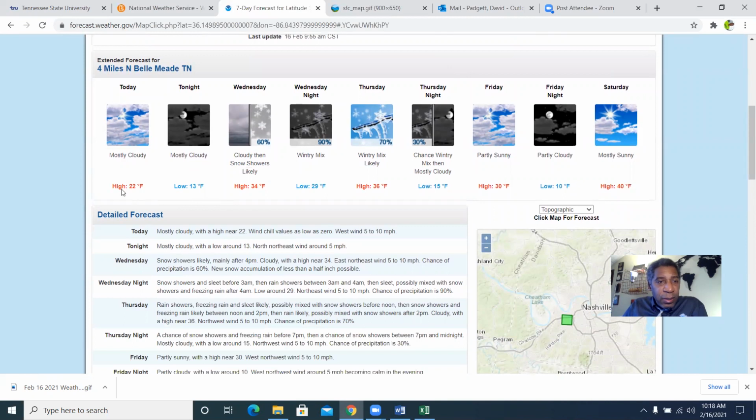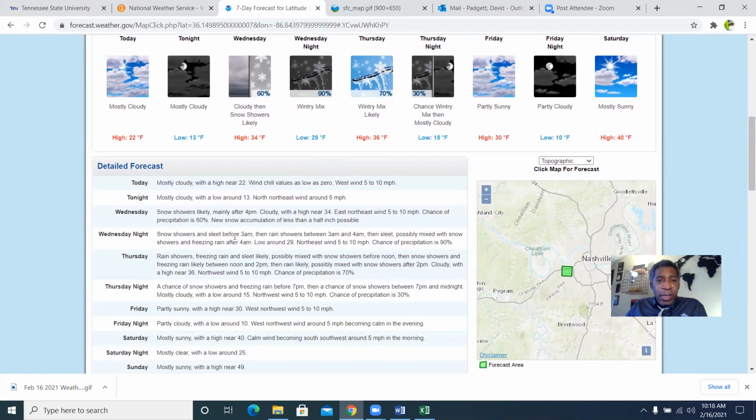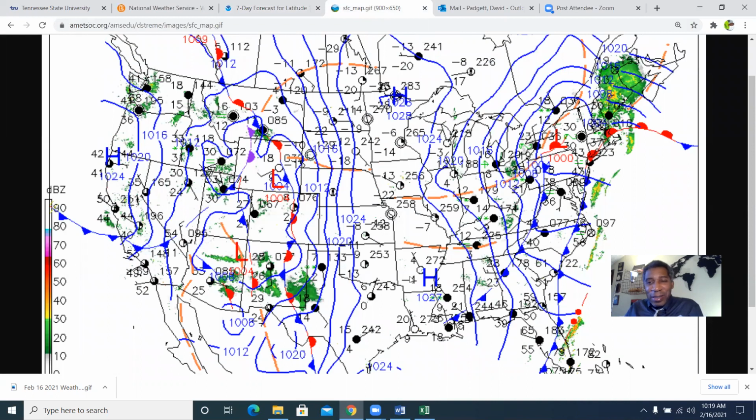So yes, today's high is 22 degrees Fahrenheit. Tonight down to 13 degrees Fahrenheit. Tomorrow, a little bit of improvement, but it looks like another system is coming in. And that's interesting. It says Wednesday night, snow showers and sleet, then turning to rain, then sleet, then snow, and then more freezing rain. 90% chance of that happening. Okay, so let's go back to our weather map and see what might be the source of that.